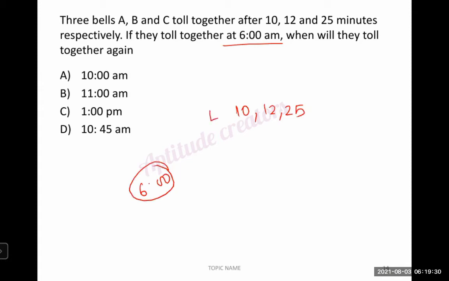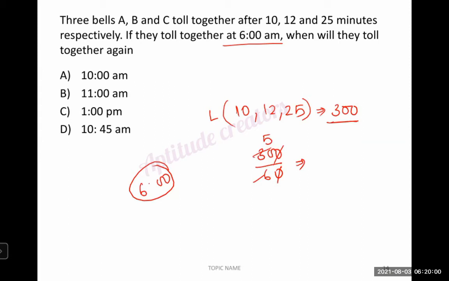Now what is the LCM here? LCM of 10, 12 and 15 will give the result as 300. Why am I calculating LCM? Because here I will get the exact number. Now if they toll together after 300 minutes, that is 300 divided by 60, which gives 5. After 5 hours, they will toll together.